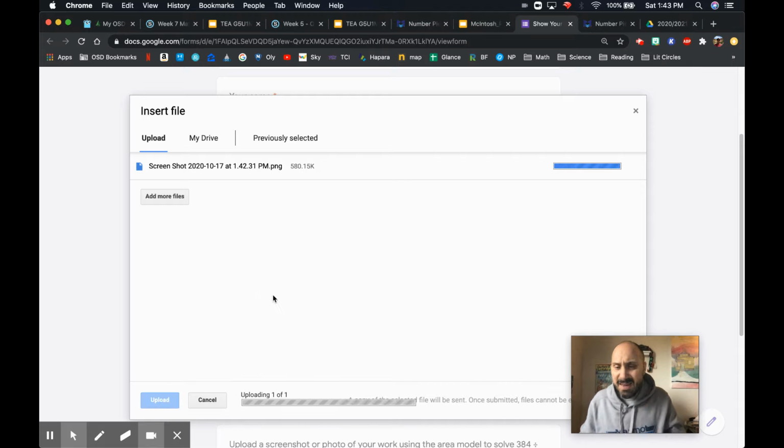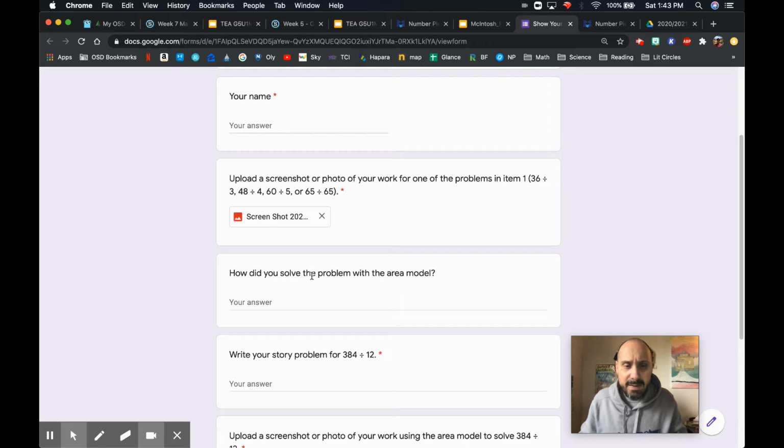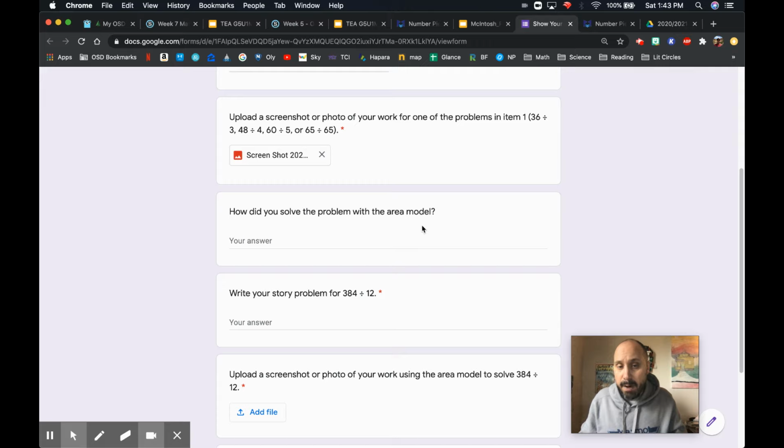I hope this doesn't save on yours. I didn't think about that. I might have to take that off. So now that's ready to go for Mr. Mack to see. How did you solve the problem with the area model? So just a sentence about how you did it.